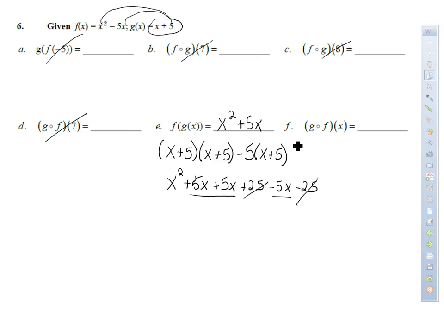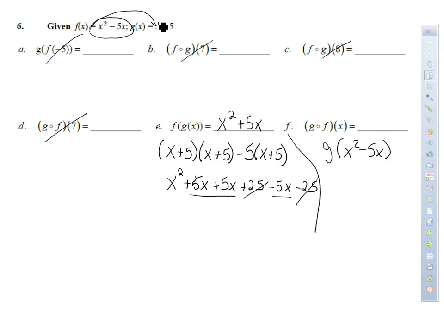Last one. Looks like I'm running out of room. g of f of x means that we're going to find g of x squared minus 5x. Let me come up and erase these for you. What's that mean? Pick up the function of f, dump it into the function of g. This one's really going to be pretty nice, guys. I'm going to have an x squared minus 5x plus 5. No like terms. There's my answer.